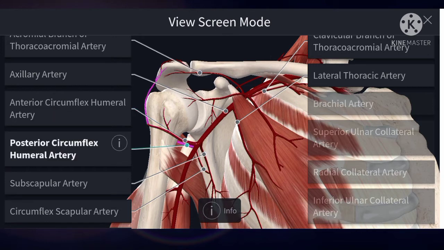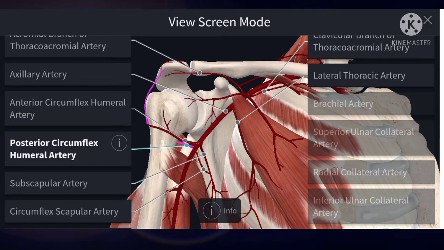Now, we will see the posterior circumflex humeral artery. As you can clearly see here, the posterior circumflex humeral artery is much larger than the anterior circumflex humeral artery. It arises from the third part of the axillary artery at the lower border of subscapularis. It runs backward, accompanied by the axillary nerve, and passes through the quadrangular intermuscular space and anastomoses with the anterior circumflex humeral artery around the surgical neck of the humerus.